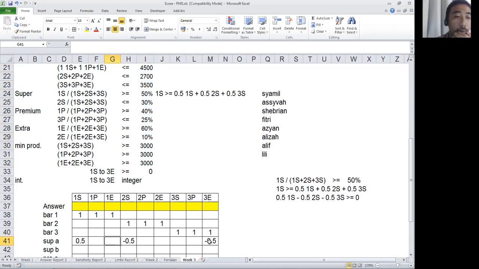Okay, now how about the super B? The second constraint of super. What do you think? Anyone want to try?